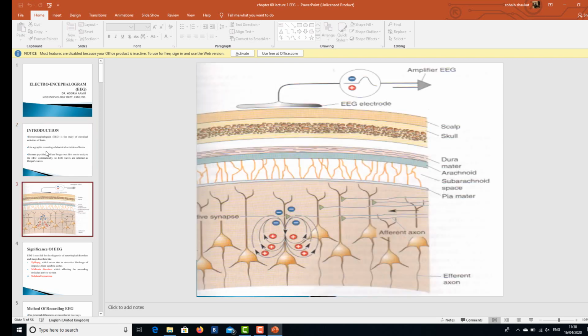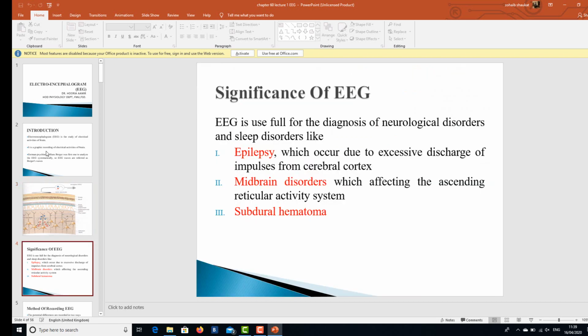You can see that from the surface of the head, that is from the scalp, this electrical activity recording is being done. You can compare it with the ECG, which is done from the surface of the heart. The electrical activity recording from the surface of the heart is quite comparable with the electrical activity taking place in the head, which is recorded by the EEG, known as the EEG waves or Berger waves. Now, what is the significance?